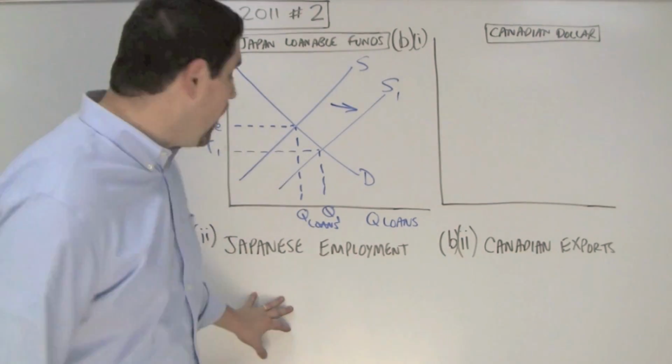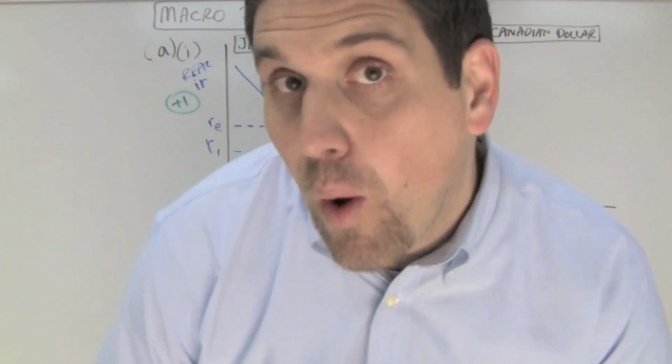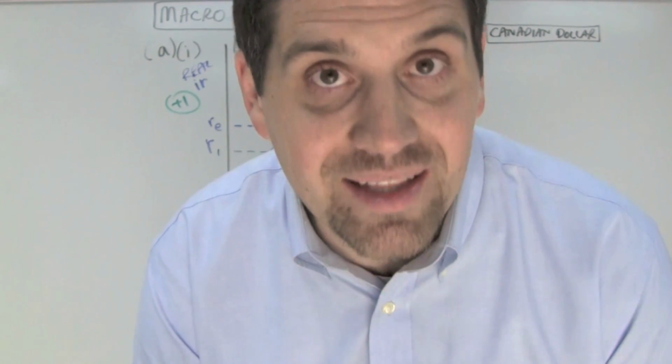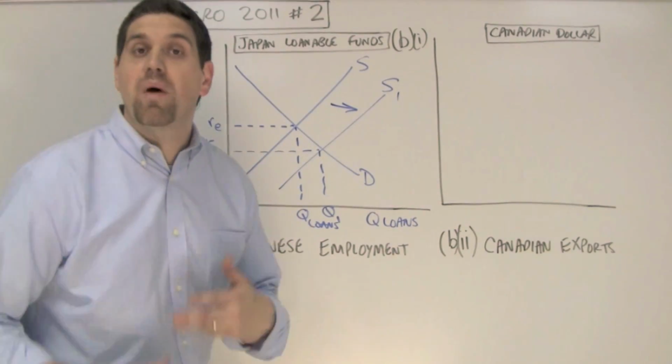In the next part, it asks what's going to happen to Japanese employment when there's that decrease in real interest rate. Now watch out for ones like this. It's not saying unemployment, it's saying employment. The answer is employment's going to increase. Now this is an explain question, so explain how you got that answer.